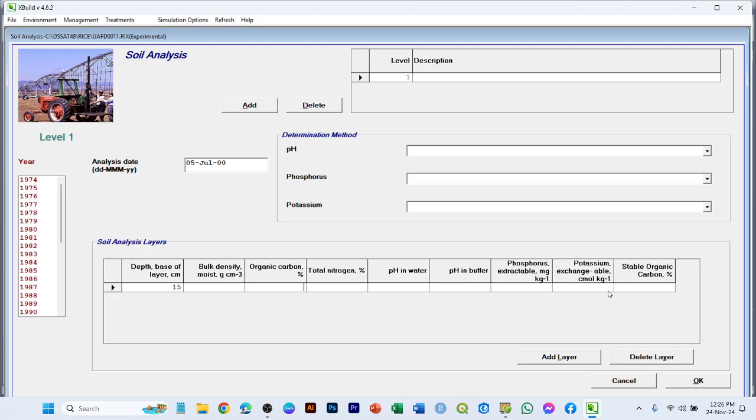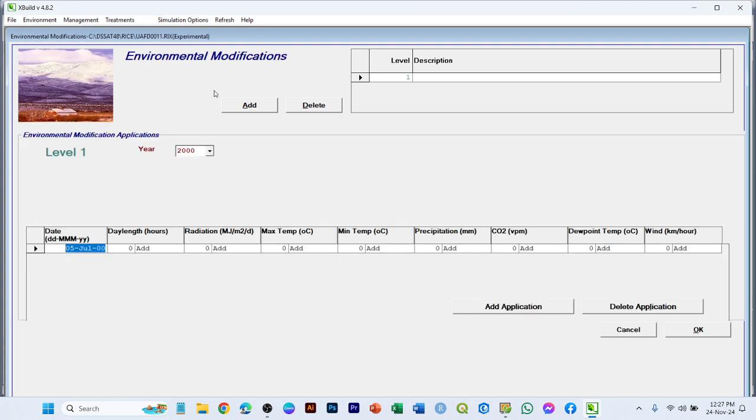Let's move to the next. Some experiments are based on temperature, carbon dioxide, or greenhouse gas emissions, basically. For that type of experiment, you have to go to environmental modification.